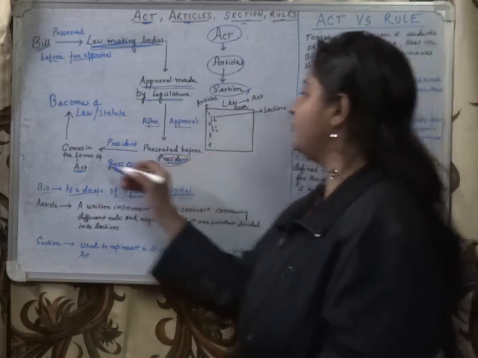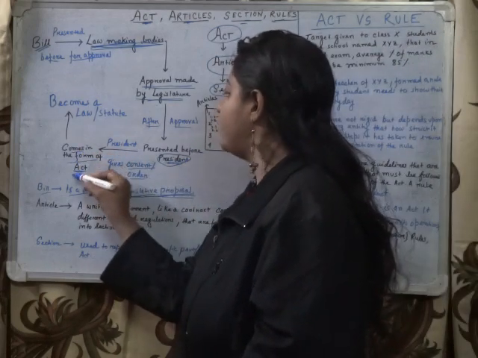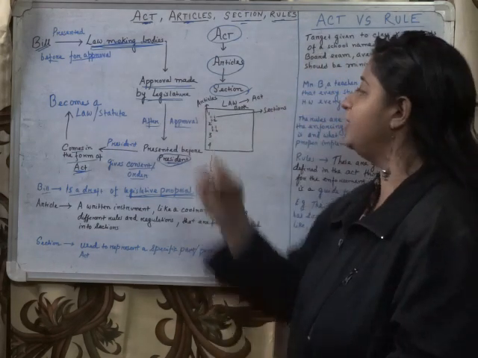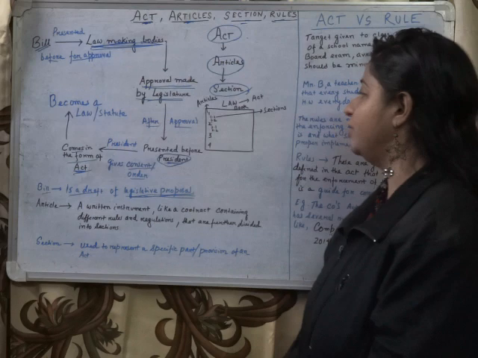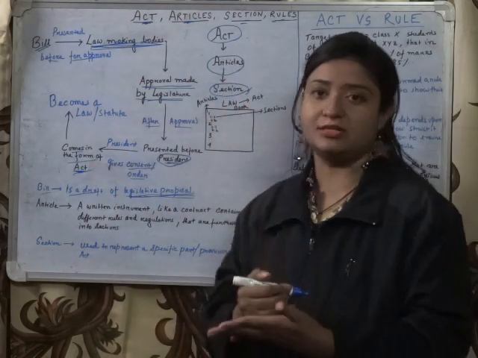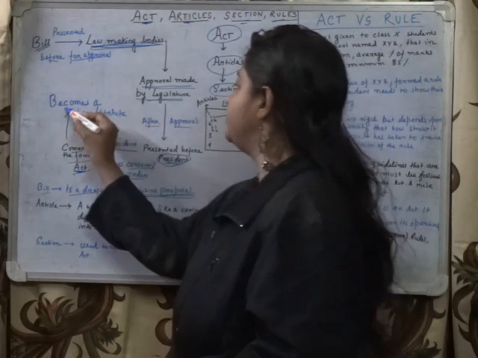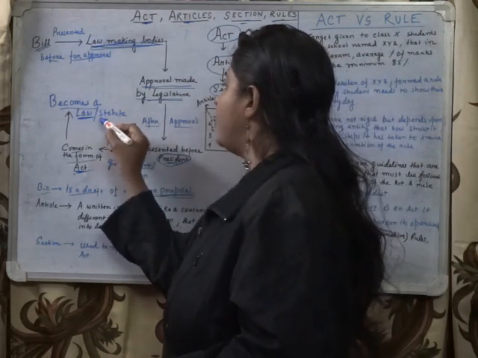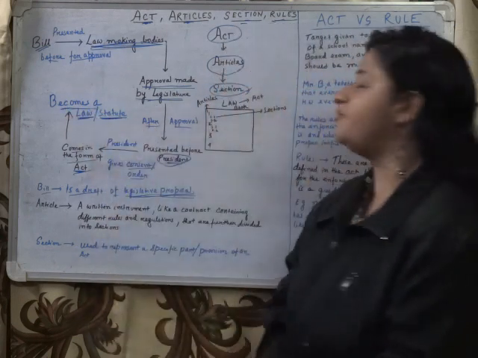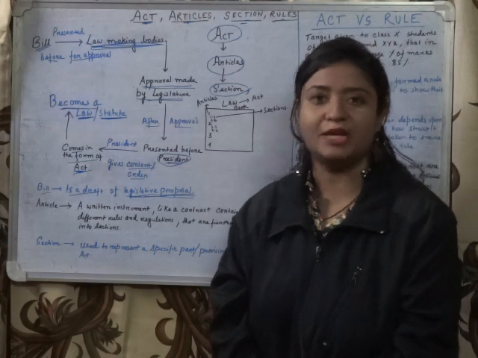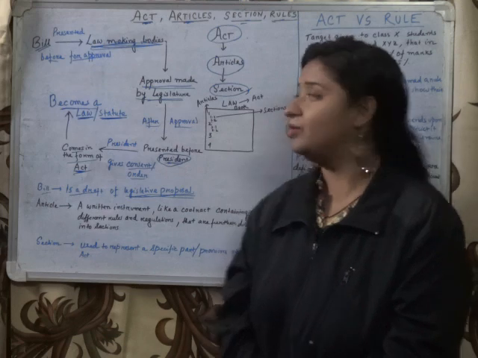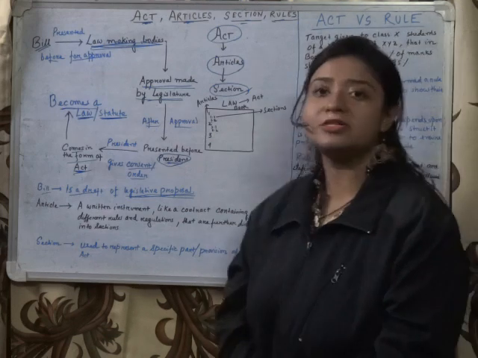Then it will come in the form of an act. If it is accepted by the president that the bill should become the act, then only it will come in the form of the act. When it has come once, the act will become a law or a statute. Both are the same. It will finally become the law. The act will become the law, and that should be maintained by each and every one. Right? So finally, what is the process?